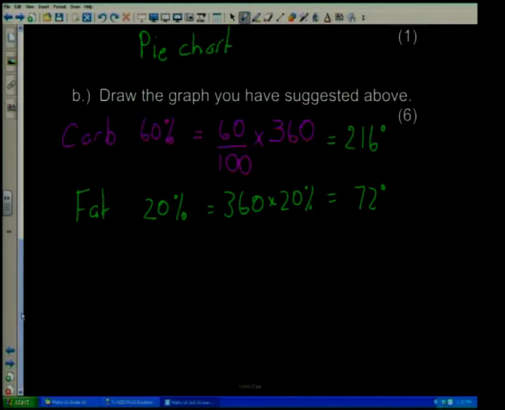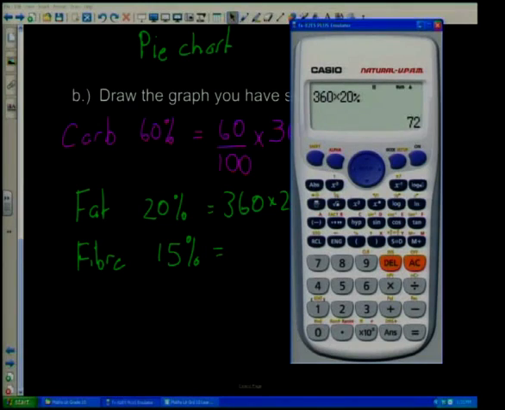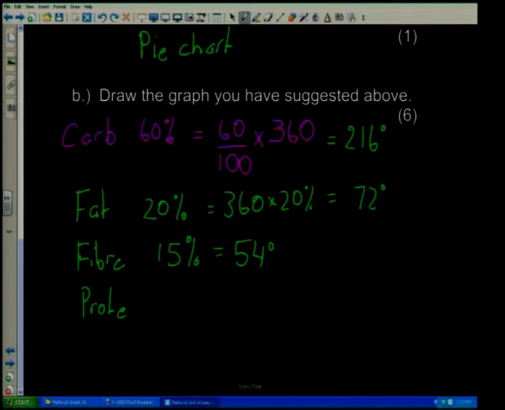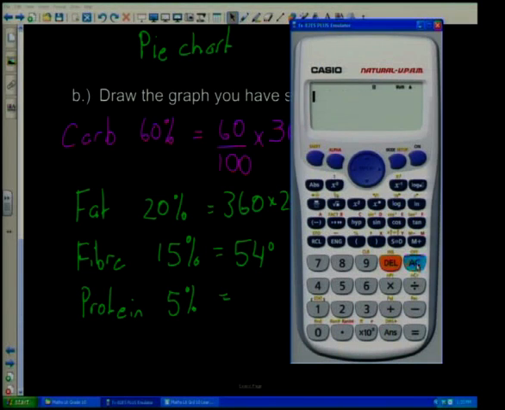Our next was fiber, was 15%. Again, let's just do the calculation. I don't think I need to write it again. 360 times by 15%, get 54 degrees. And finally, our last nutrient was protein, which was only 5%. And we can do that calculation, 360 times 5%, and we get 18 degrees.